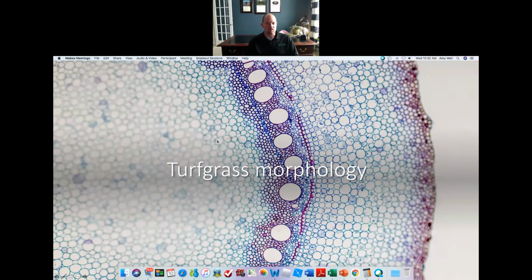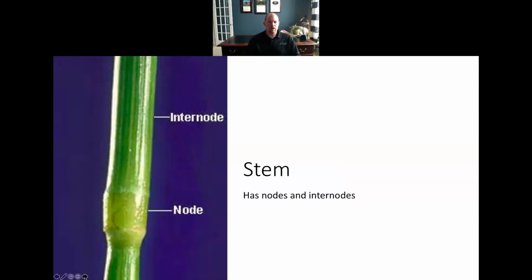Okay, and just like anything, turfgrass has morphology also. So when we talk about it, I'm going to start breaking down a lot of the different physical features of a grass plant. These are things that all grass plants have, more or less. Some of them look a little bit different than others, but they all have these. So these would be your general morphological characteristics of grass.